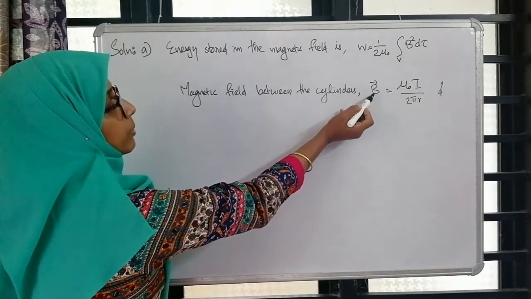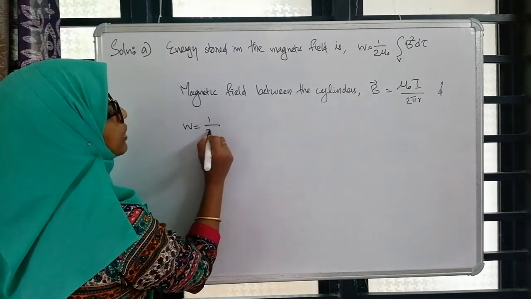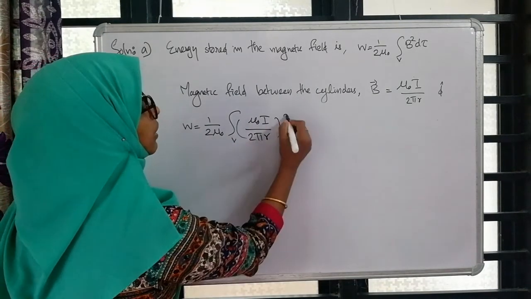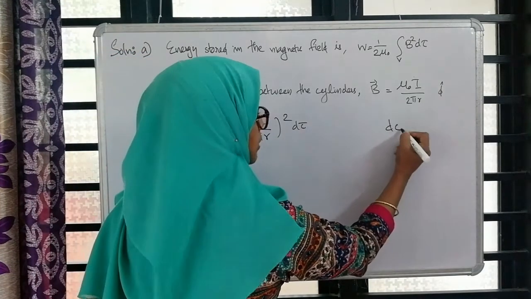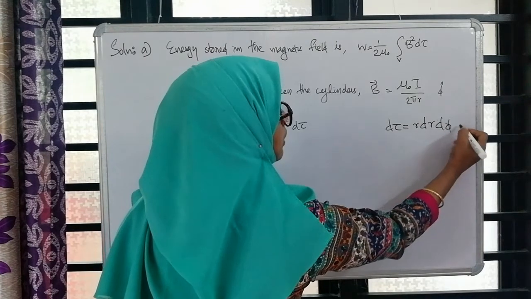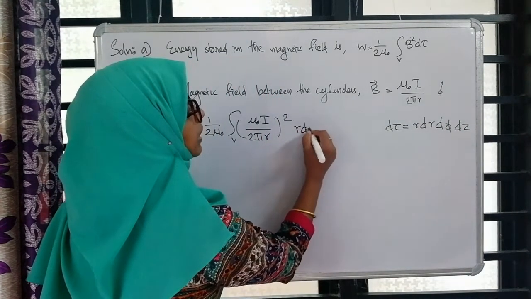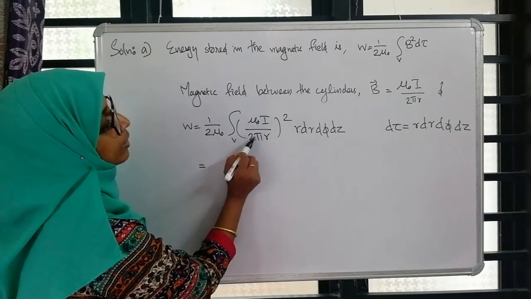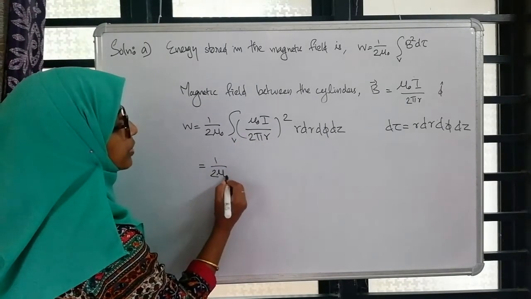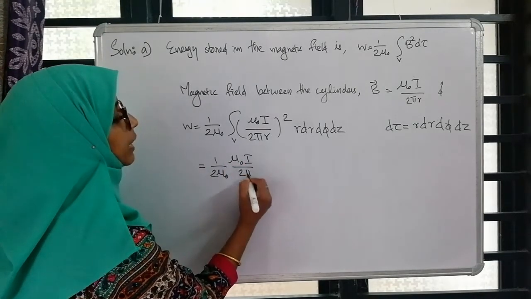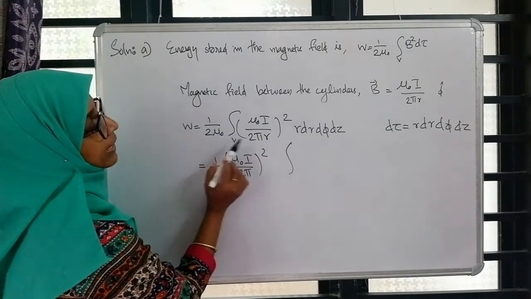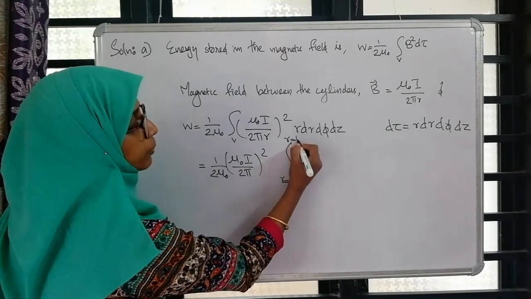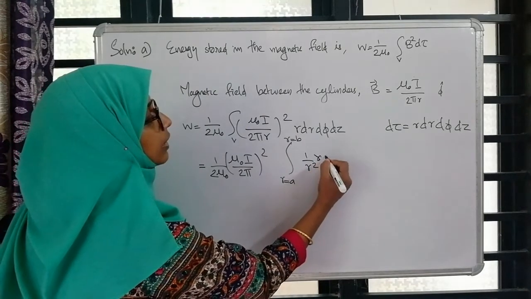So we can substitute for the magnetic field here: W equals 1 by 2 mu 0 volume integral of (mu 0 I by 2 pi r) whole squared d tau, and we know for cylindrical coordinates d tau is r dr d phi dz. We can take mu 0 I by 2 pi whole squared outside, giving 1 by 2 mu 0 times (mu 0 I by 2 pi) squared, and split the volume integral according to the elements dr, d phi and dz. That is, r from a to b of 1 by r squared into r dr.